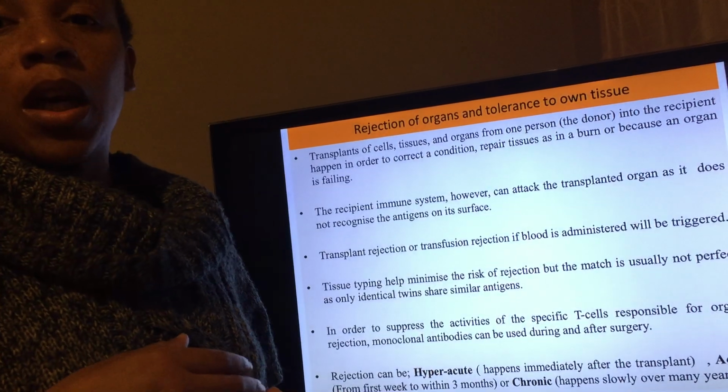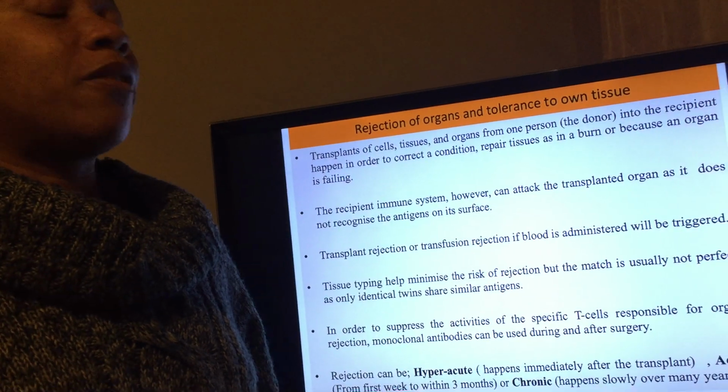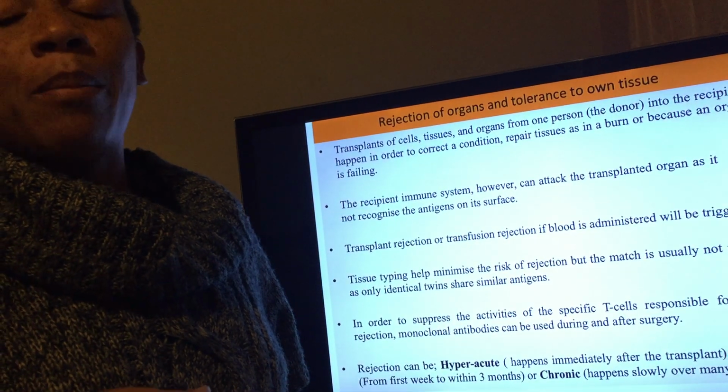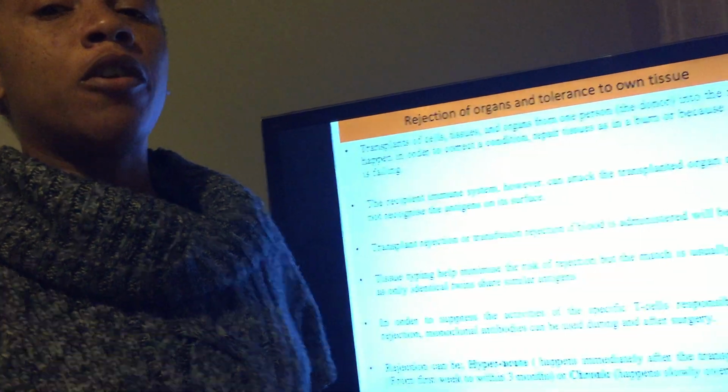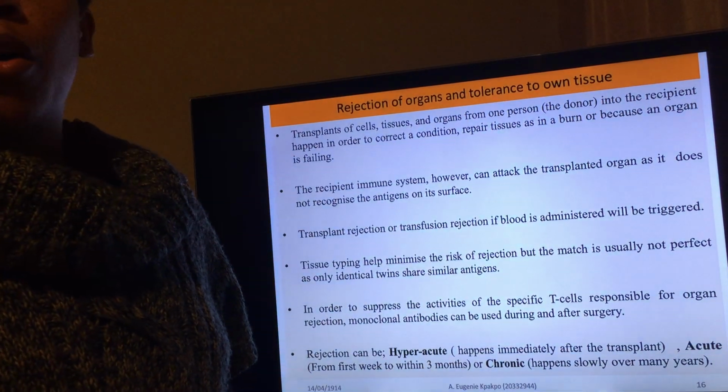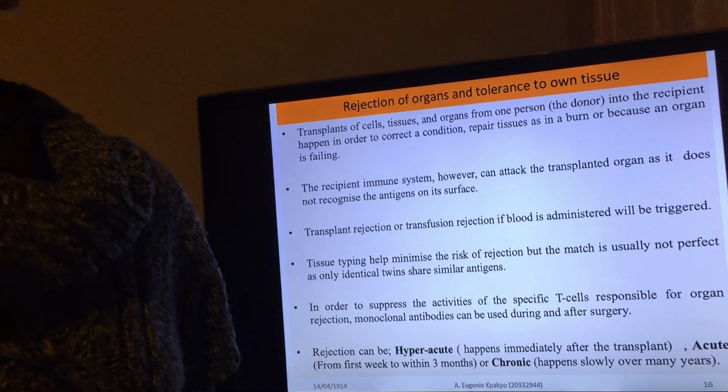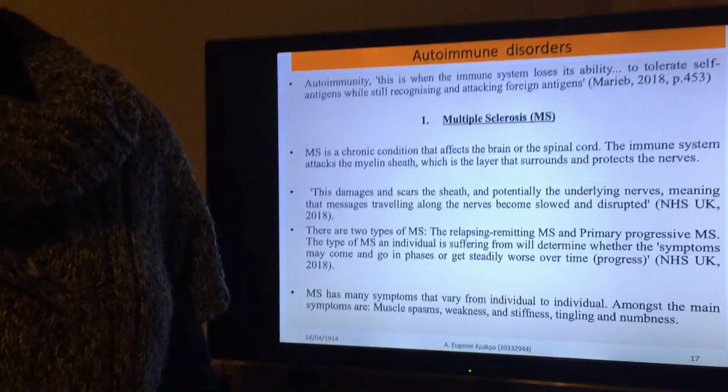Rejection of an organ can be hyperacute, happening immediately after the transplant. It can be acute, from the first week to 3 months, or it can be chronic. It happens slowly over the years, damaging the organ.